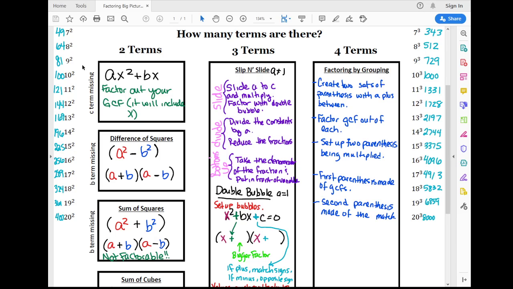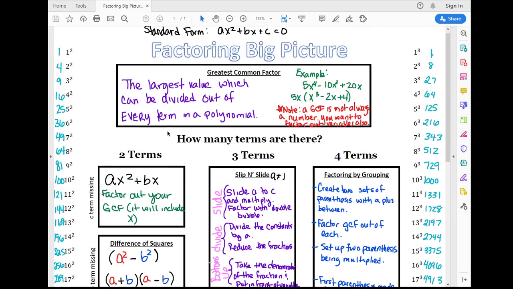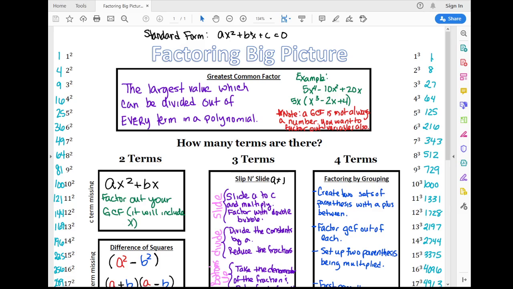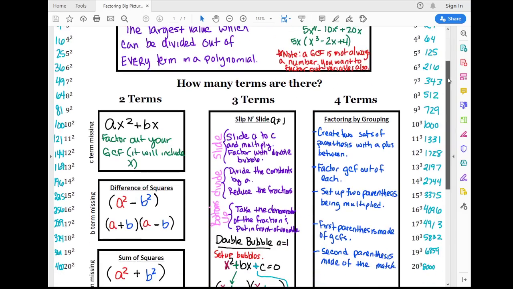On the 2 terms boxes, you will see that I have labeled which term is missing in order to use this value. So where it's referencing the B term and the C term, you want to go back to your standard form. So the B term is the value in front of x, and the C term is your constant when the equation is set equal to 0. So depending on which of those is missing, that'll tell you what kind of factoring to do when you only have 2 terms.